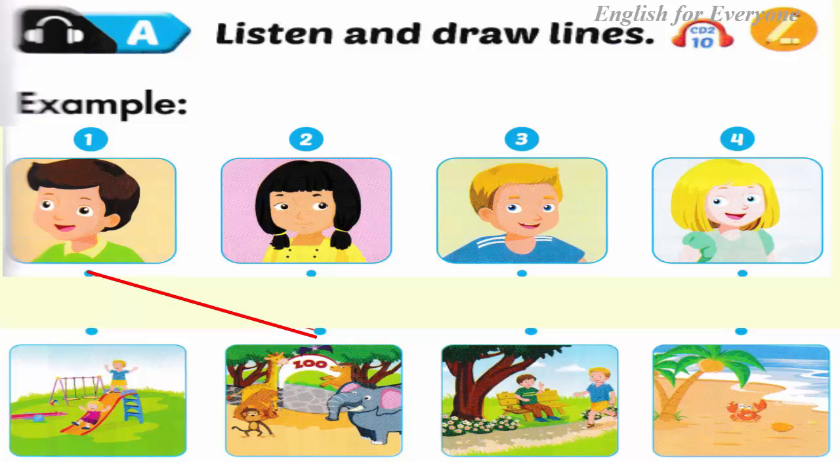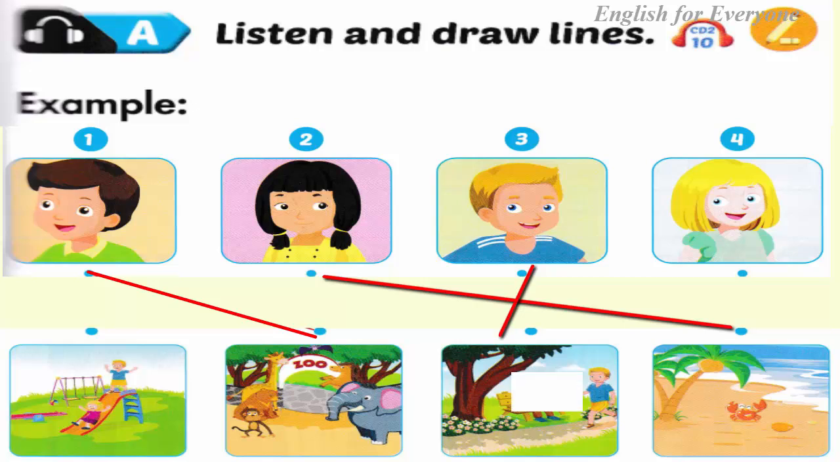1. I want to go to the zoo. Okay. 2. I want to go to the beach. Sure. Yay! 3. I want to go to the park. The park? Okay. Yay! 4. I want to go to the playground. The playground? Okay, let's go.